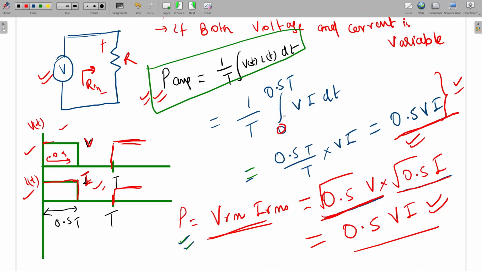This period is 0 to 0.5 T. So this is 0.5 into VI, the final average power. So I am multiplying the RMS values of these two signals, and I am getting the same. What is the conclusion? If both signals are variable, then the power will be V RMS into I RMS. Is it clear?